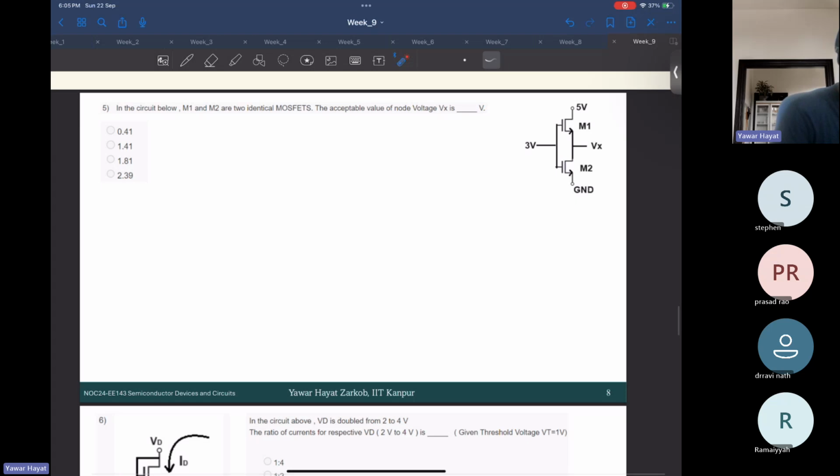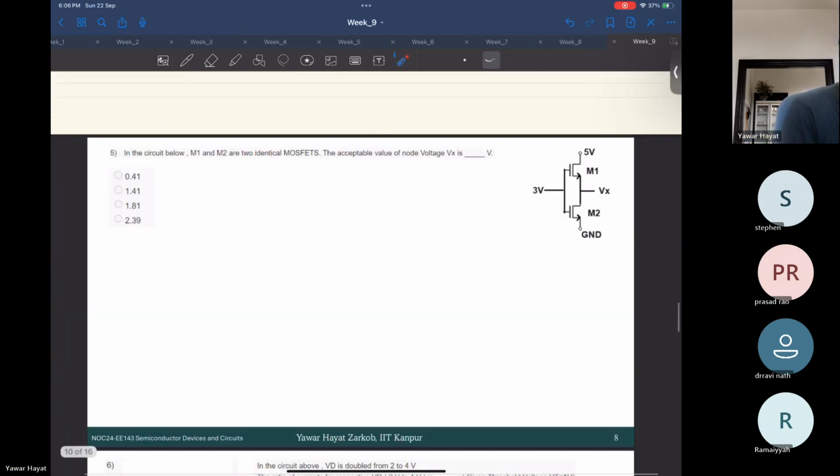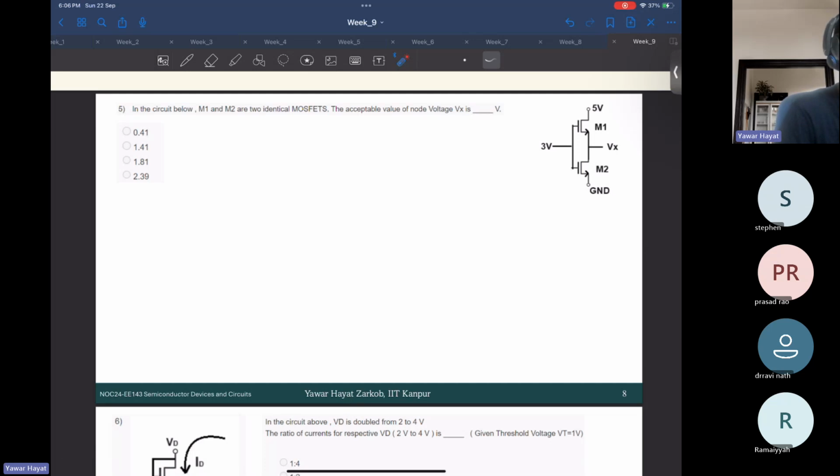So now in this circuit, M1 and M2 are two identical MOSFETs, right? Again, the MOSFETs are identical and the MOSFETs are in series. This is actually the same one, right? Yeah, this is the identical MOSFET problem. So the acceptable value of the node voltage Vx is okay. So now you need to compute the value of the node voltage Vx.